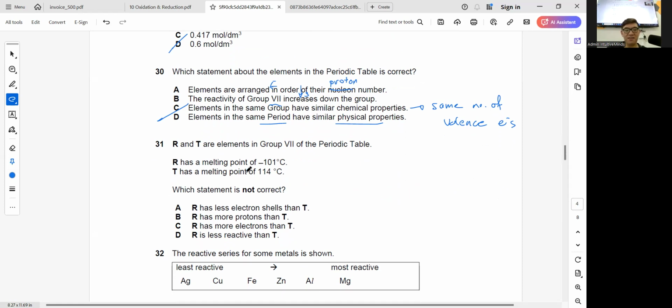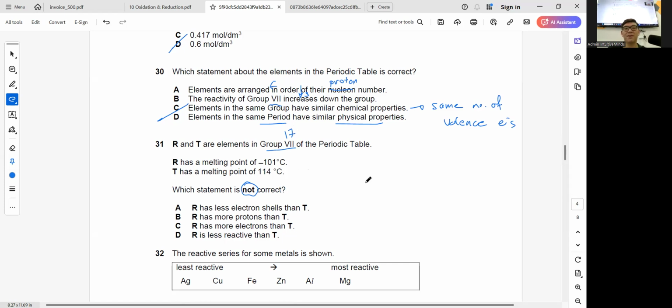R has fewer electron shells than T. Group 7, 17. Okay. R has fewer electron shells than T. You're asking for the not correct one. Wait, what? No, the correct one. Oh, I didn't know. I had to read it.